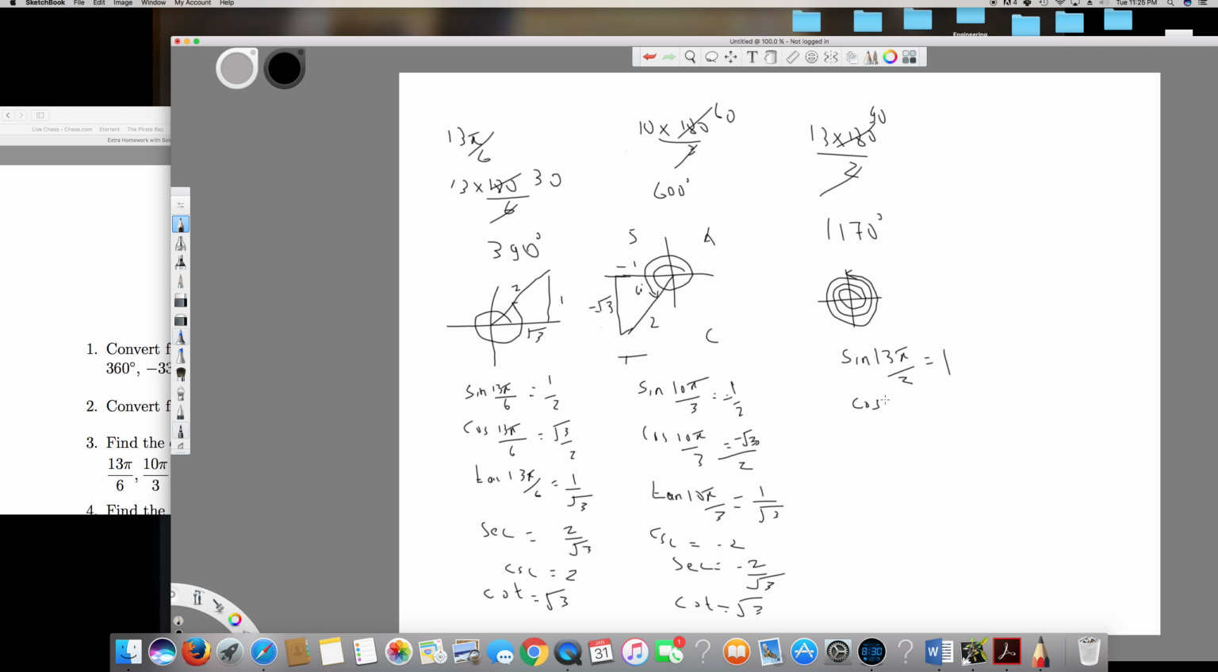Cos 13 pi by 2 is equal to what? Equal to 0. And tan is going to be 1 over 0. It's going to be undefined, because when you divide something by 0, it's going to be undefined, right? So that's why we call it undefined. And cosec is going to be what? Reciprocal of sine theta, 1 over 1, 1. And sec is going to be the reciprocal of cos theta, which is going to be 1 over 0. 1 over 0 is undefined again.